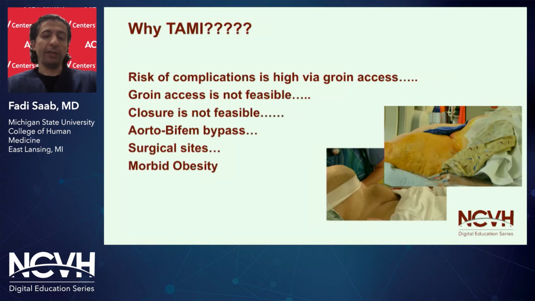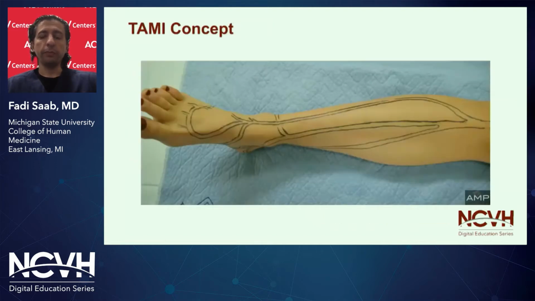Patients that had possibly aortobifemoral bypasses, you cannot go up and over, or you cannot even obtain antegrade access. Surgical sites, morbid obesity, as I mentioned before, all of those factors can be prohibitive from obtaining traditional common femoral artery access via antegrade or retrograde access.